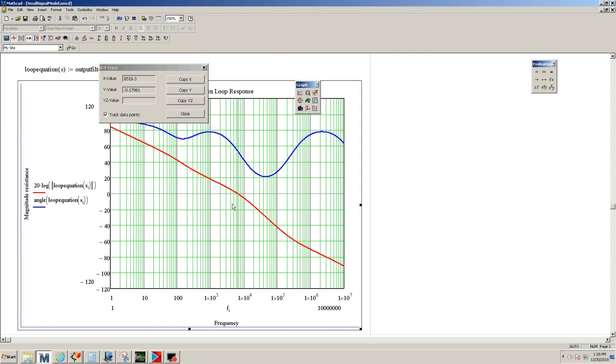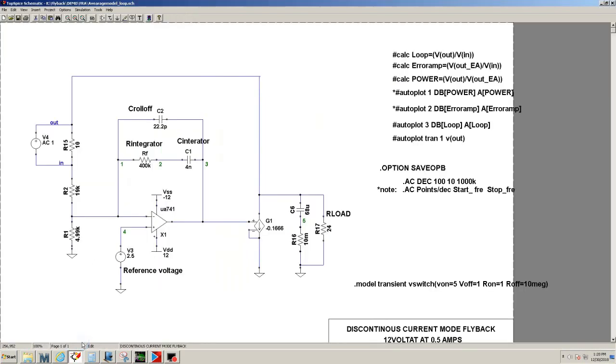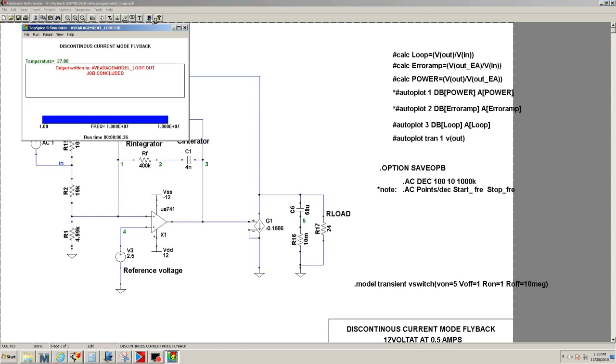That's close. So it has a bandwidth or a crossover of 6,395, and then you can come up here, and the phase is 53.9. Okay, so let's compare this. Let's go ahead and do a Bode plot of this.